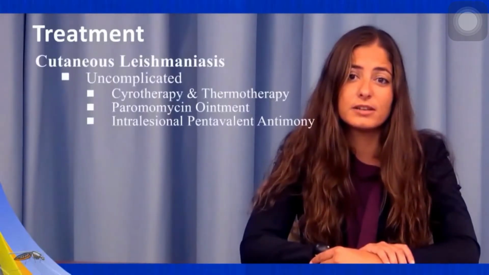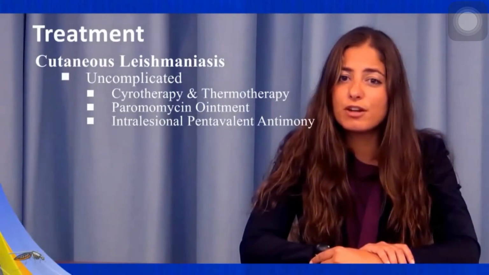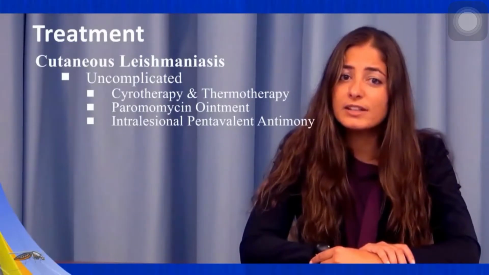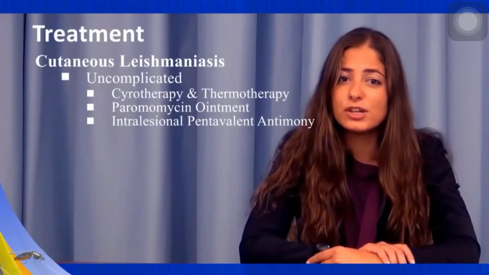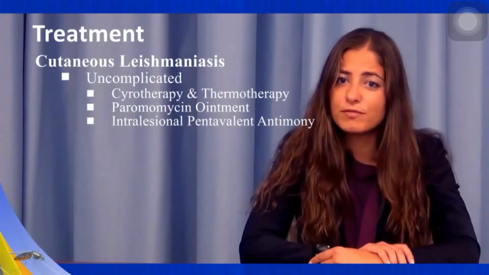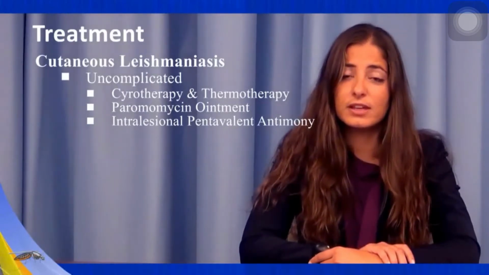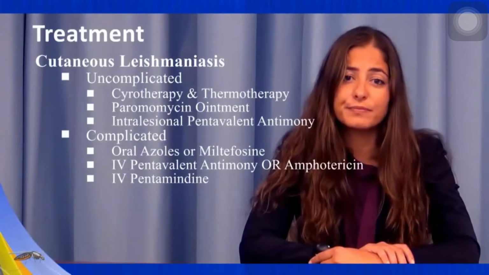Treatment of cutaneous leishmaniasis is based on whether the infection is uncomplicated or complicated. Localized, uncomplicated disease is treated with topical therapy and includes cryotherapy, thermotherapy, antibiotic ointment, paromomycin, and intralesional injections with pentavalent antimony. All of these methods provide faster healing, reduced scarring, and decreased recurrence. In contrast, complicated disease requires systemic therapy.